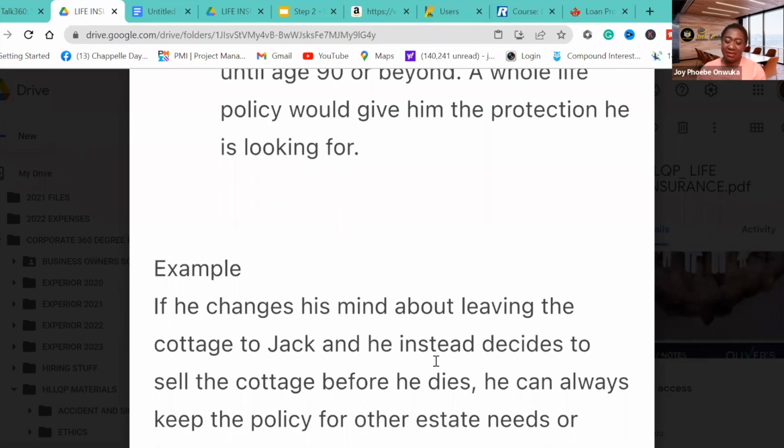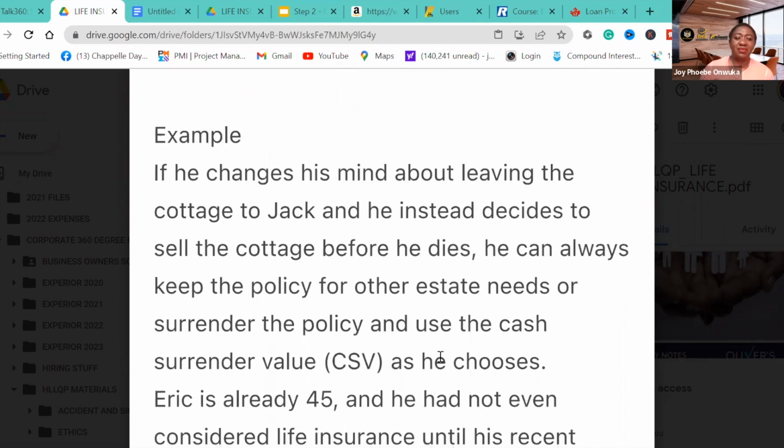For example, if he changes his mind about leaving the cottage to Jack, and he instead decides to sell the cottage before he dies, he can always keep the policy for other estate needs or surrender the policy and use the cash surrender value as he chooses.